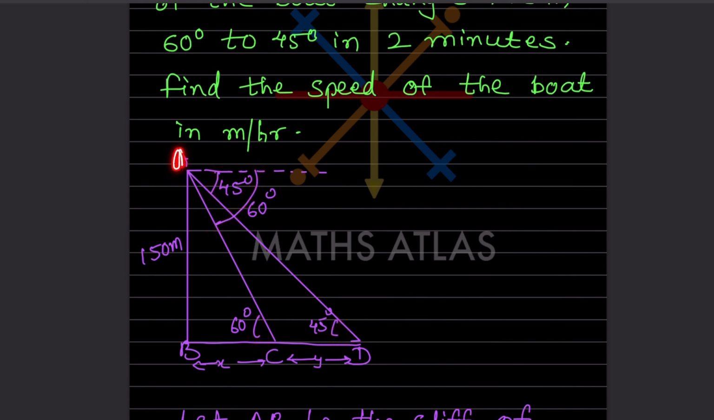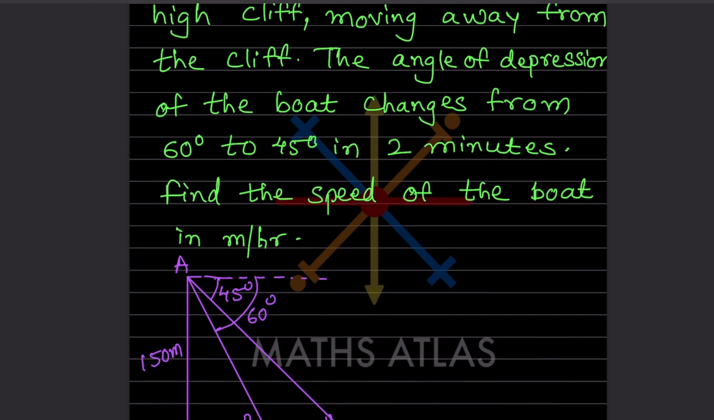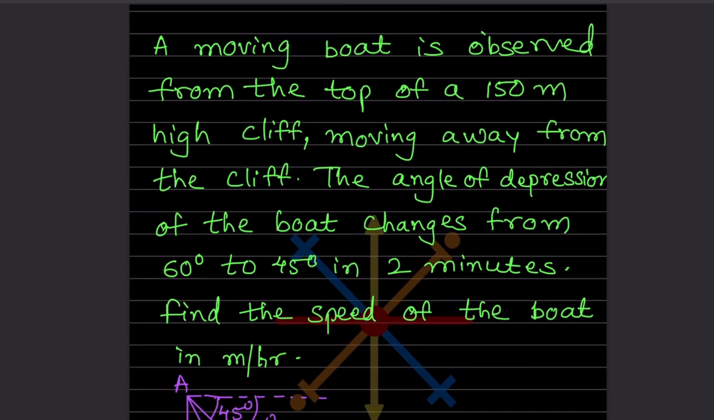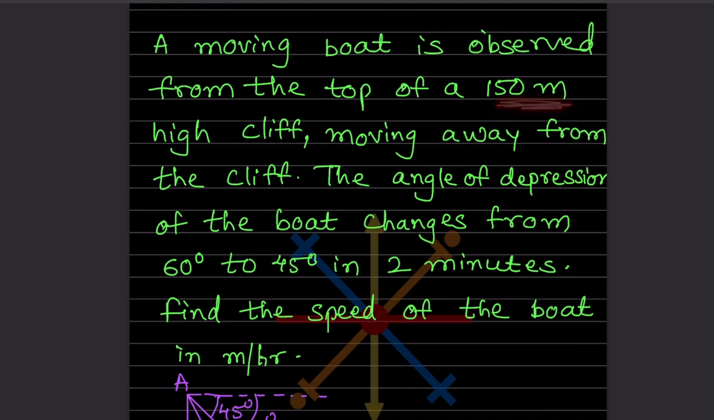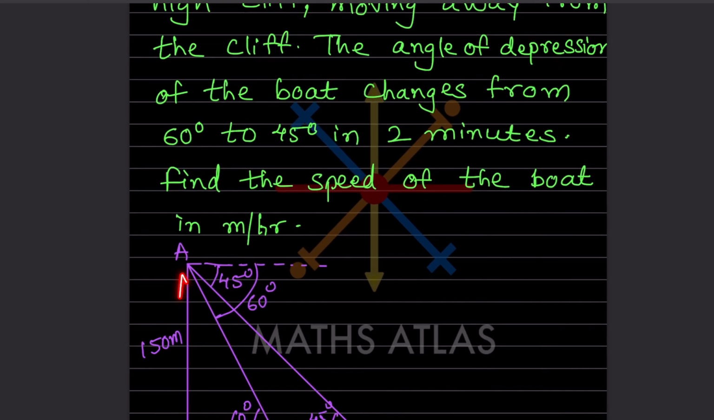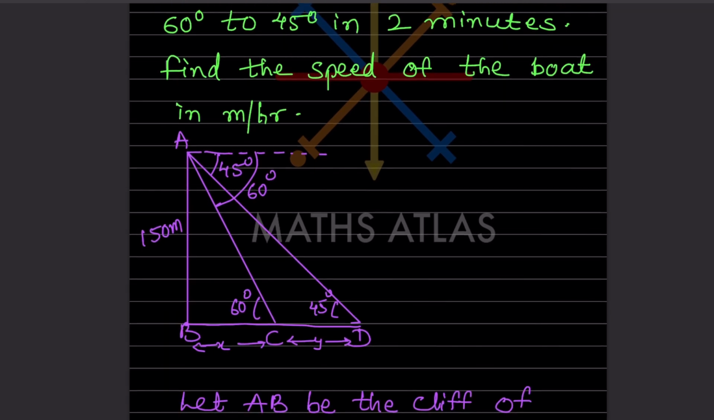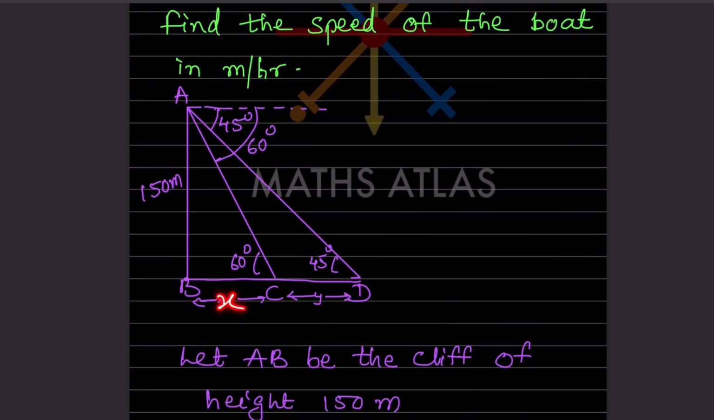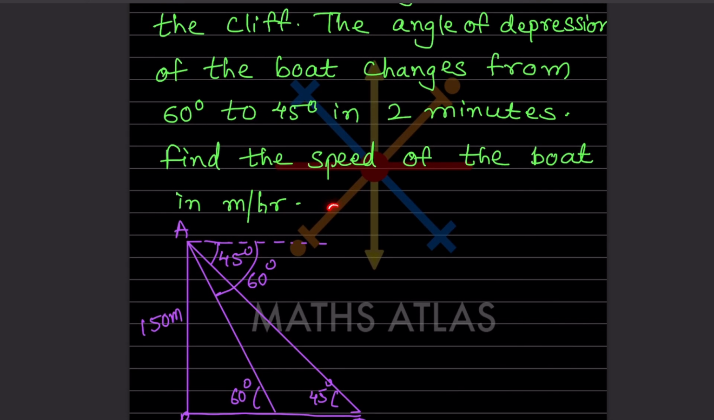And randomly you can just put any, this one, A, B, C, D. And this is given as 150-meter high cliff is there. So this will be 150. So we have to find the speed of the boat in meter per hour.